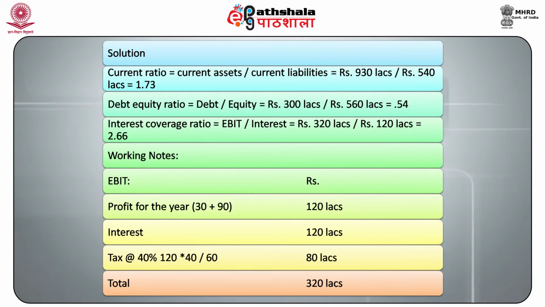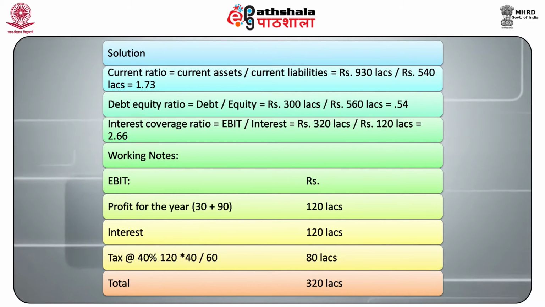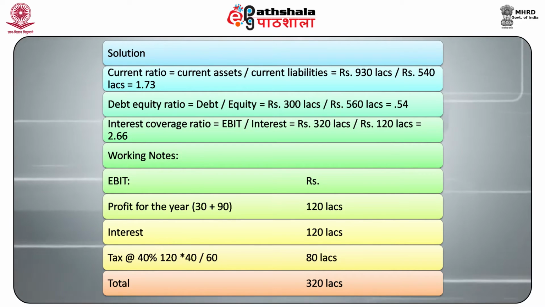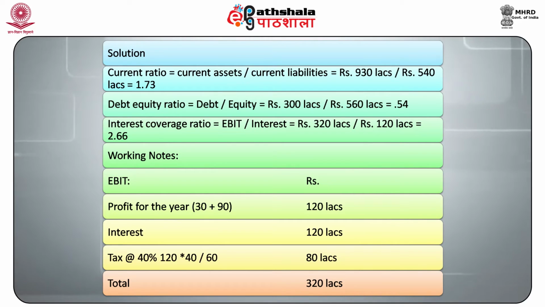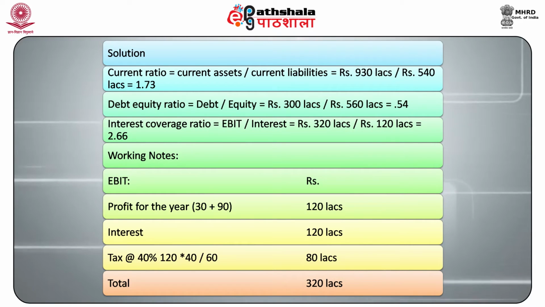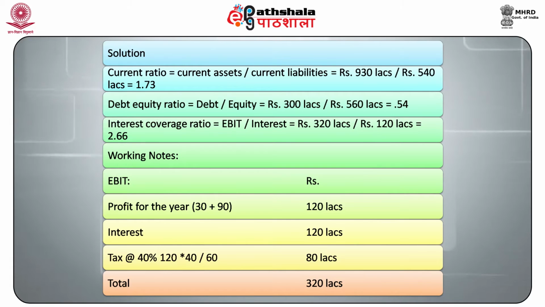The working notes for this: earnings before interest and tax, which is profit for the year 30 plus 90, which is 120 lakhs, the interest being 120 lakhs. The tax at 40%: 120 into 40 divided by 60 gives us 80 lakhs, the total of 320 lakhs.